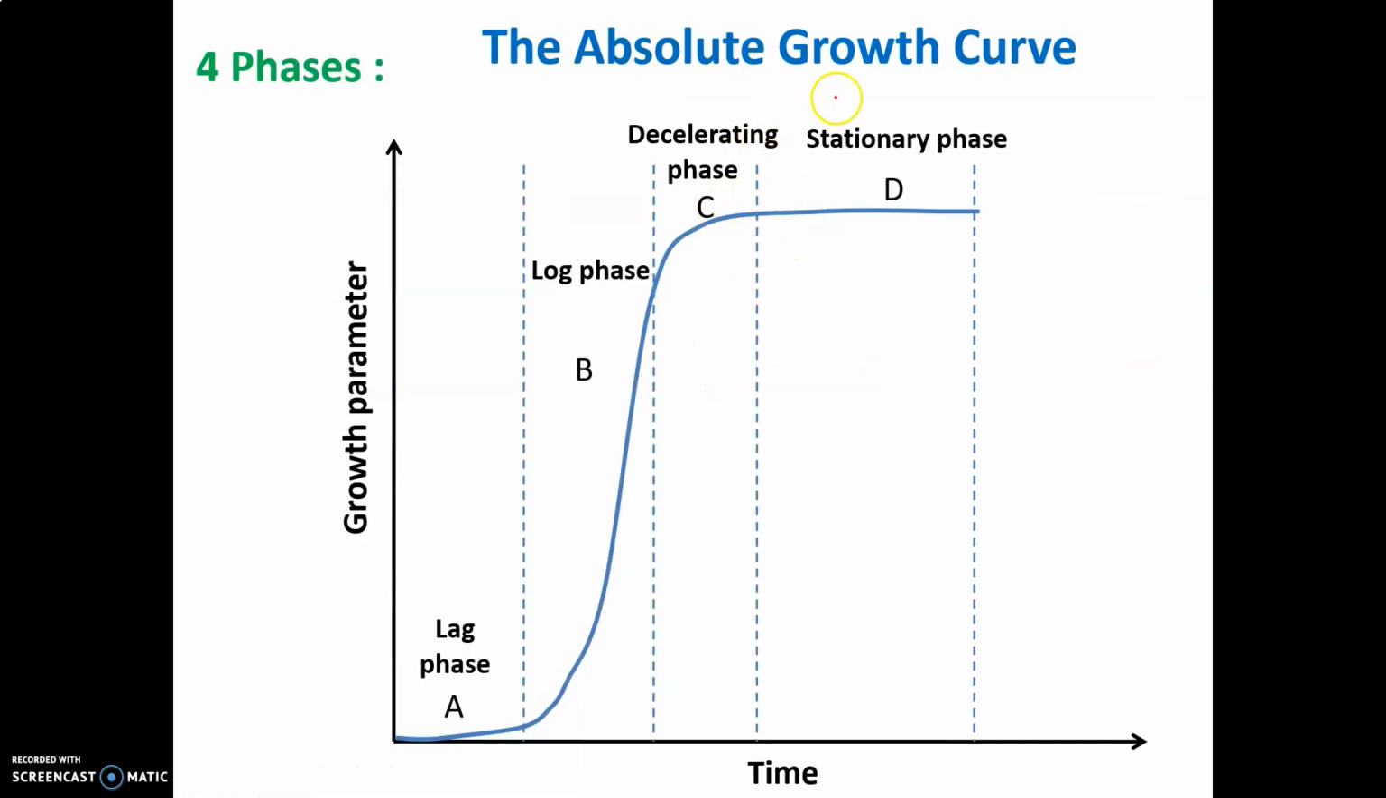Untuk absolute growth curve akan ada 4 fasa. Yang pertama, the first one adalah yang paling slow tu, ini kita panggil lag phase. Okay, this one adalah lag phase. This one adalah log phase. Log phase tu yang macam meningkat sangat tinggi tu. Kemudian dia akan ada decelerating phase, di mana dia start to slow down. Dan akan ada stationary phase, di mana dia dah tak ada pun growth. Dan eventually you kena faham this one adalah growth parameter. Let's say the number of population, the number of individual over time.